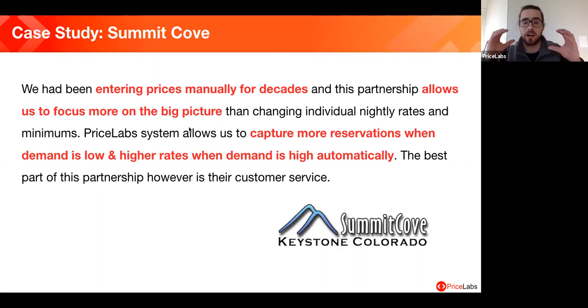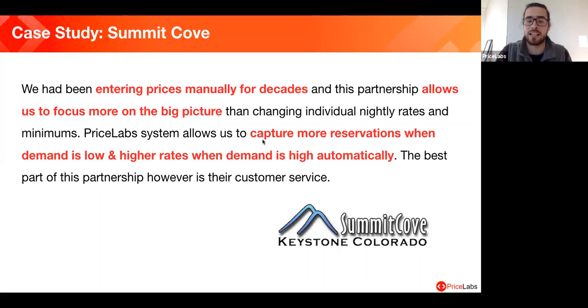So for them, the benefit of PriceLabs was really that it let them focus on the big picture. Their revenue managers' role changed from the actual implementation of these strategies to figuring out what we should be doing, spending more time on analysis: this is happening in my market, this is what we want to adjust, and having a better way to set these in bulk. So for them, it was a lot of that automation, changing individual nightly rates and different minimum stays in bulk.